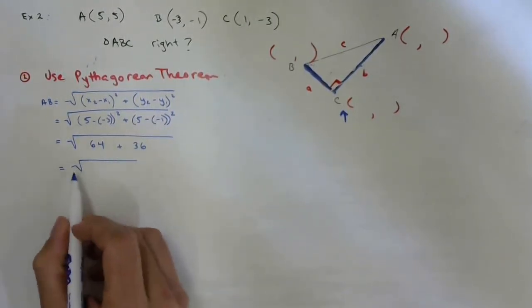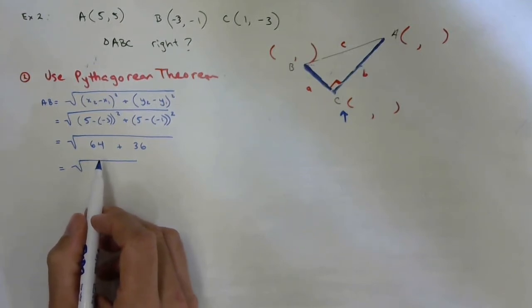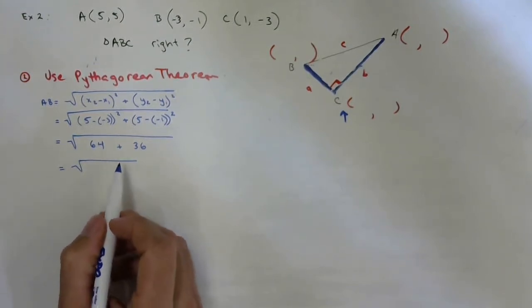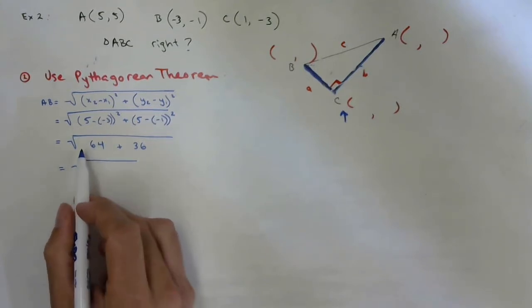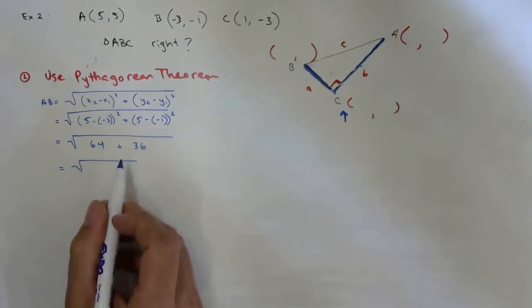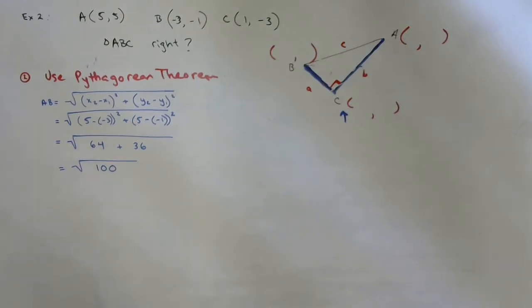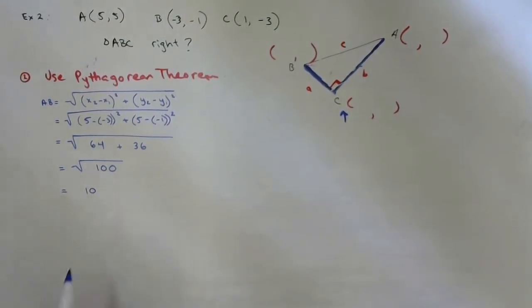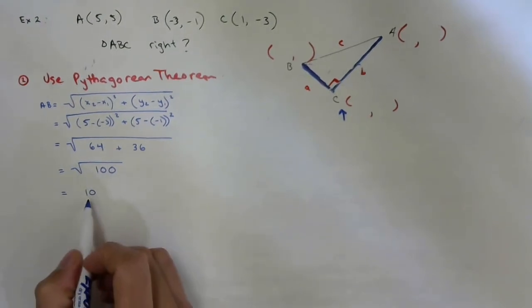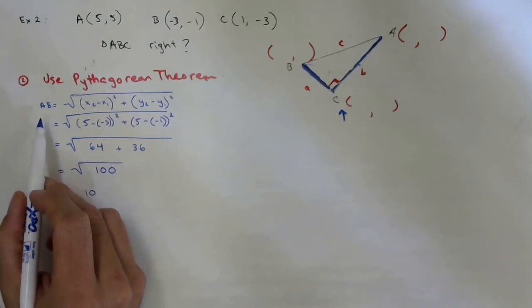And this radical symbol, anything under there, is itself a group. So I need to deal with the stuff under the group before taking the square root of it. 64 plus 36 is 100. And we know that that length is going to reduce to 10, radical 10. 10 times 10 is 100, so the square root of 100 is 10. And there we have the length of AB.